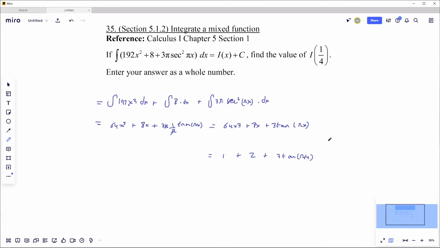Sine of 45 over cosine of 45 gives you 1, because they're the same, radical 2 over 2. So here you have 1 plus 2, you get 3. Plus 3 times, here you get 1, so 3 plus 3, you get 6. Final answer.